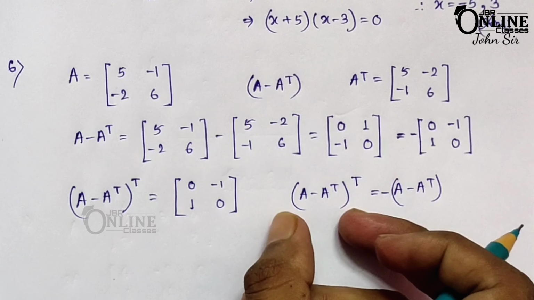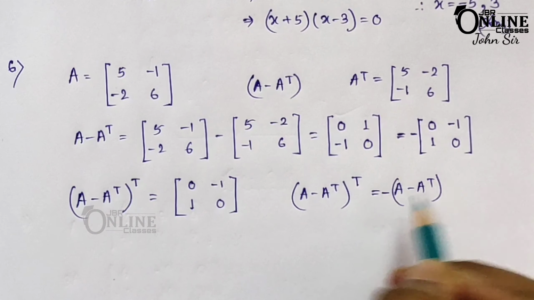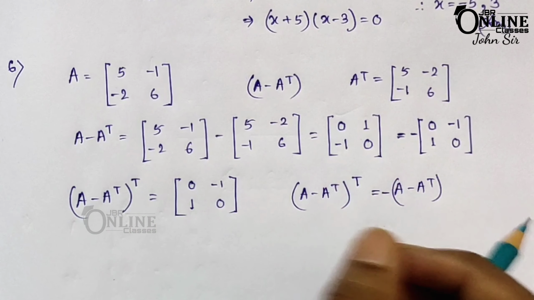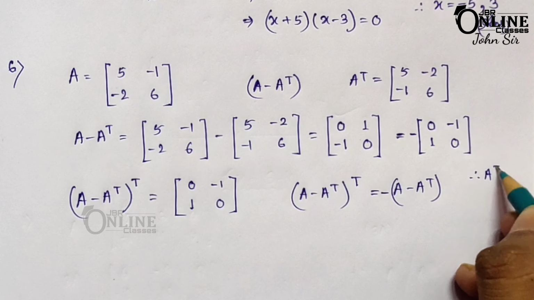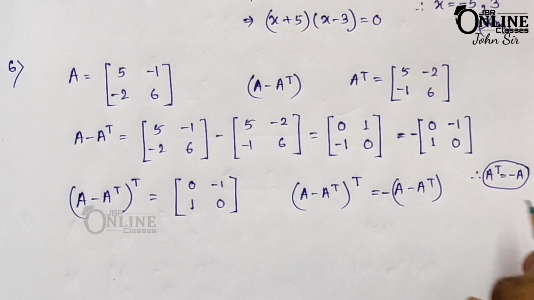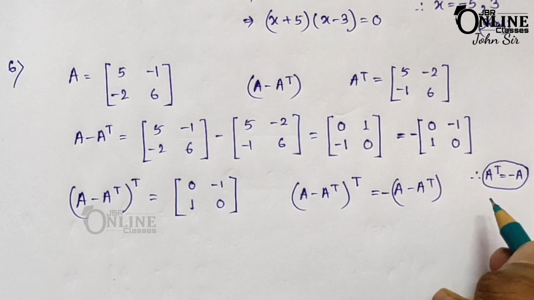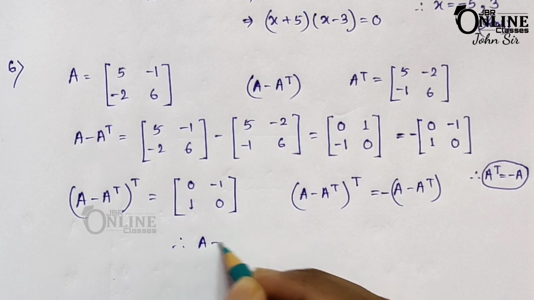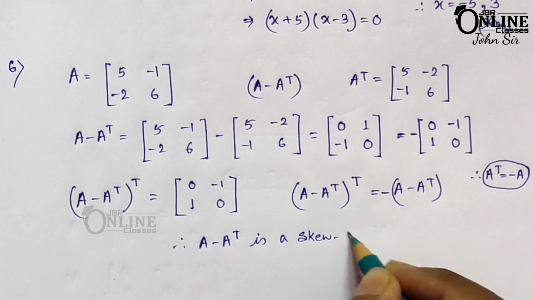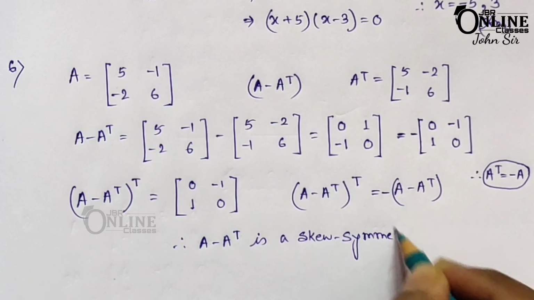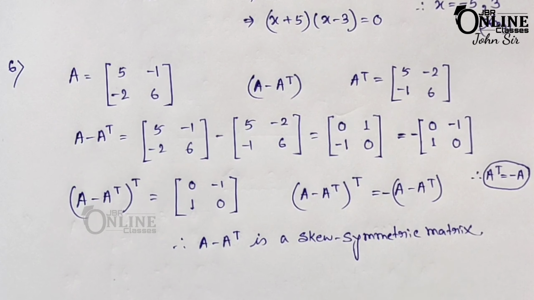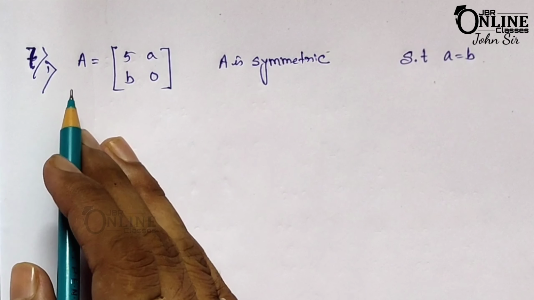That means the transpose of the matrix equals minus 1 times that matrix. So the condition is, you know that A to the power T equals minus A. If A is a matrix, then this is the condition of a skew symmetric matrix. So here you can write that A minus AT is a skew symmetric matrix.